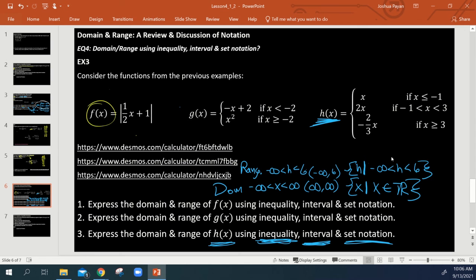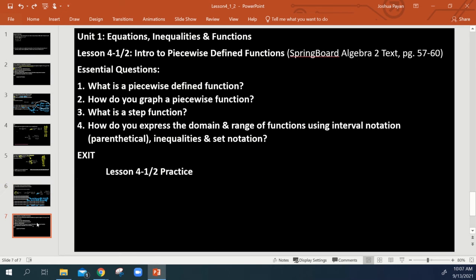Or you don't have to put the infinity. You could just say that h is less than 6. But I know, for me, it's less confusing if I'm using the infinity symbols, just so I always have an endpoint. So that's it for this lesson.